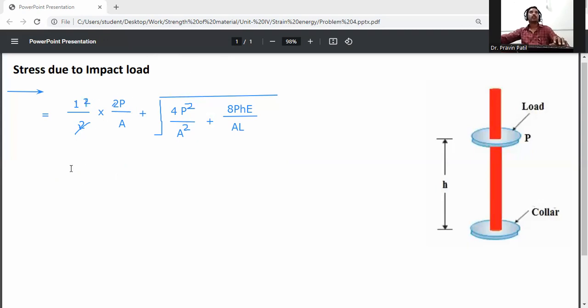So write the final equation: p by a plus root of p by a square.